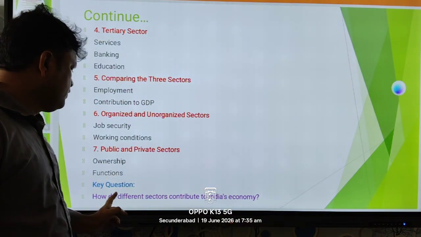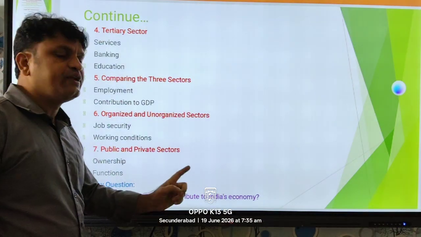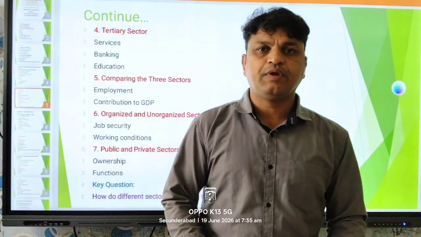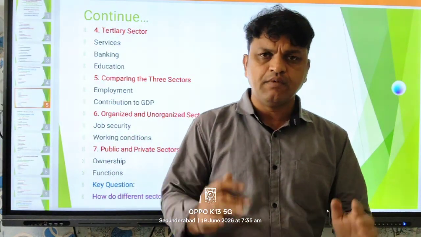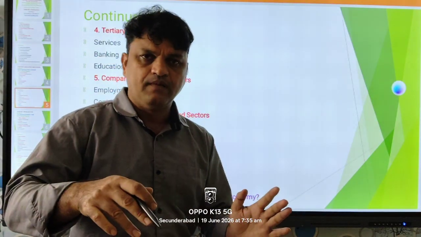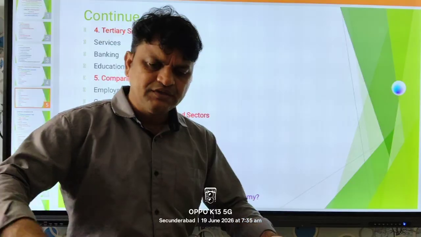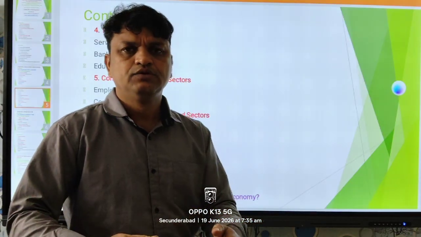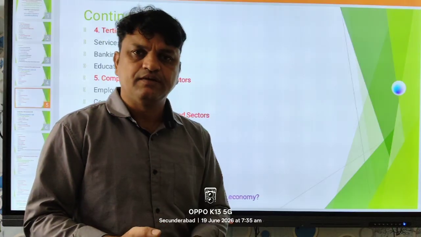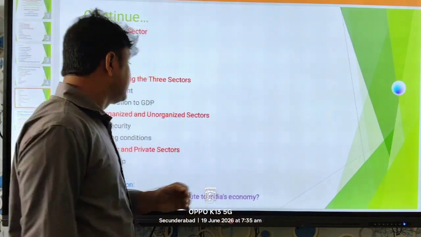Coming to the key question: how do different sectors contribute to India's economy? How are these three sectors contributing to the Indian economy? Primary, secondary and tertiary sector. Remember, primary, secondary and tertiary sector. The primary sector is related to land, okay, agriculture. That means everything depending on nature only. So agriculture, allied activities, aquaculture, fishiculture, okay, etc.